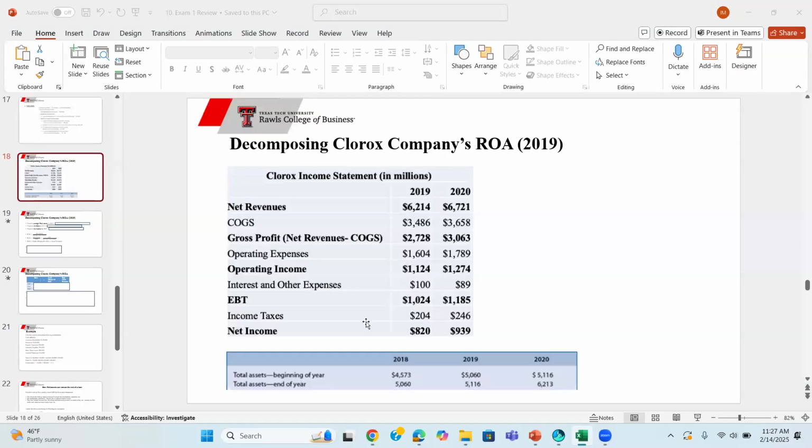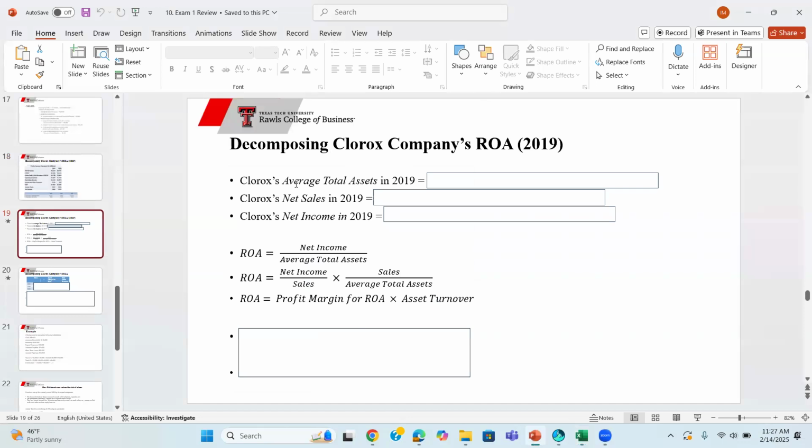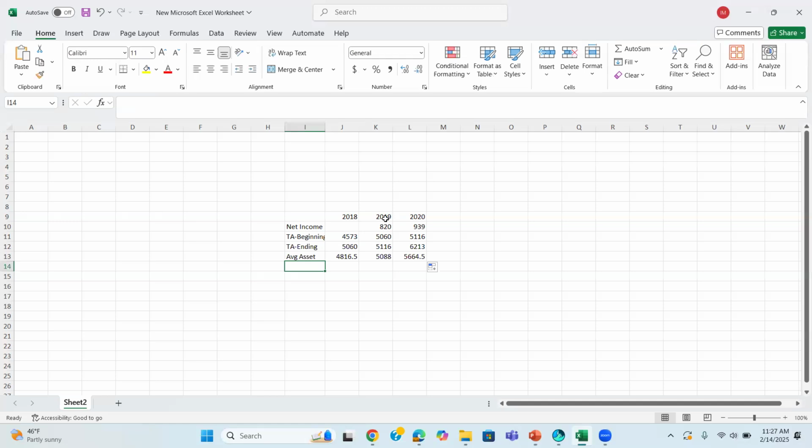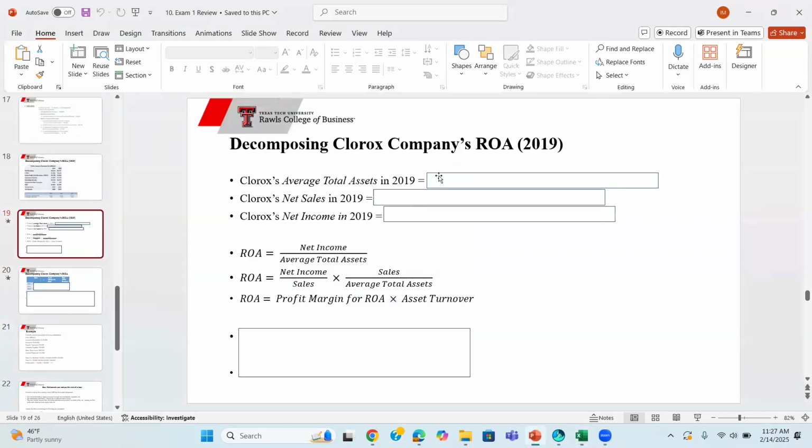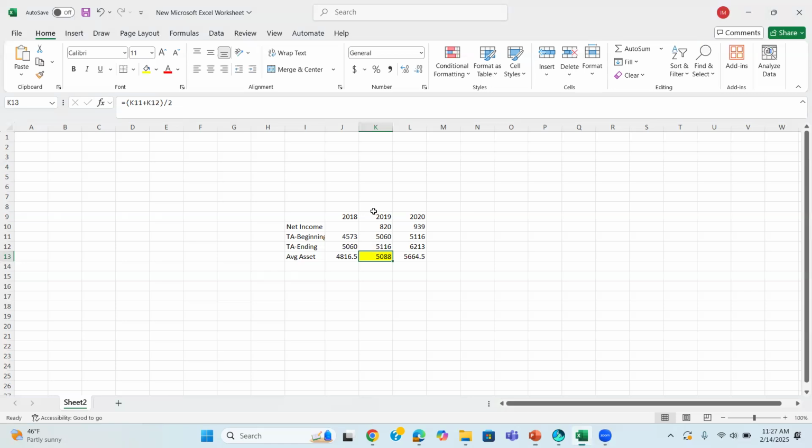So in our question, it said ColorX average total asset in 2019. We have average asset 2019, this value, right? So this is the answer for the first one. ColorX net sales in 2019. What is our net sales here?